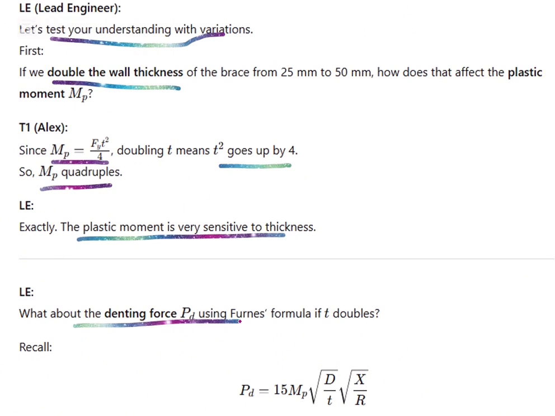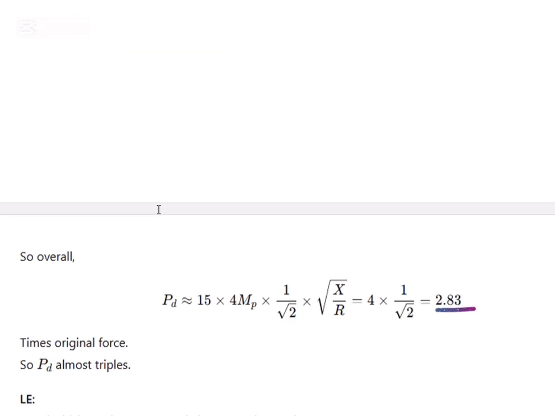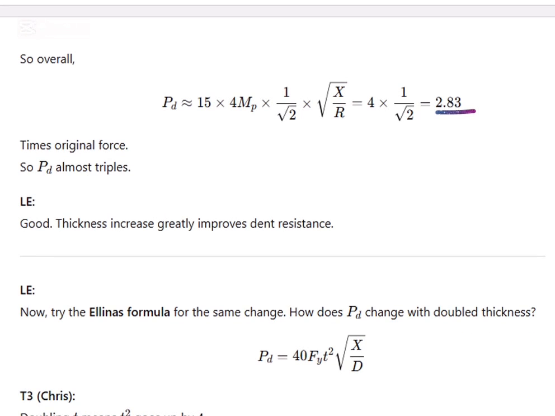What about the denting force PD using Furnes' formula? If t is doubled, you can see MP quadruples and D by t becomes 1 by square root of 2 times the original. So overall, PD becomes almost 2.83 times the original force. So PD almost triples. If we double the thickness, PD almost triples. Thickness increase greatly improves the dent resistance.